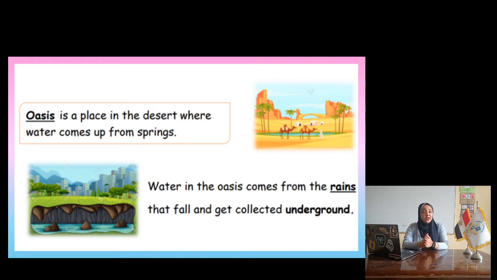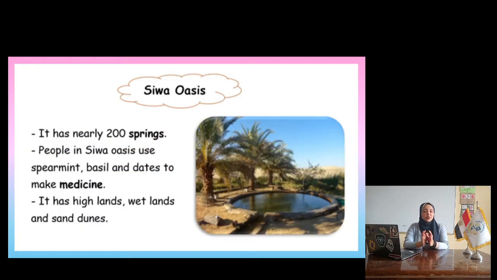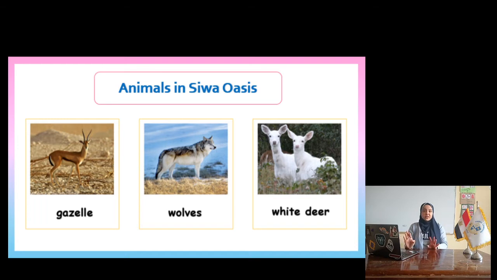So, Siwa oasis has 200 springs, okay? The people there, they have a lot of plants like spearmint, basil, and dates. They use them to cure diseases as a medicine, okay? And also they have highlands, wetlands, and sand dunes. Of course, it's in the desert, so there is sand. And the wetland, because there is water. As we said before, when there is land and water together, they form a wetland. And also they have highlands, okay? So this is Siwa oasis.